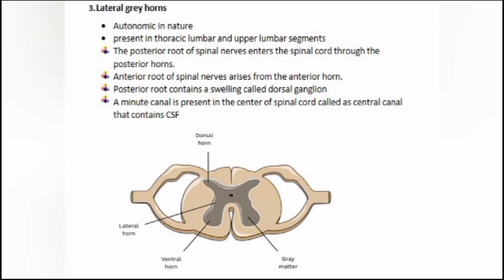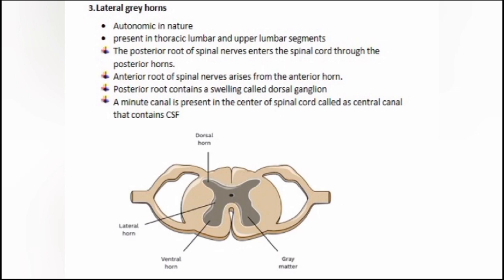Next is the posterior root of the spinal cord. The posterior root of the spinal nerves enters the spinal cord through the posterior horns. So posterior things enter through it, and anterior parts enter through the anterior. Just write in the same way: posterior means posterior, anterior means anterior. So anterior nerve impulses are sent into the spinal cord through anterior horns. Posterior enters the posterior horns.